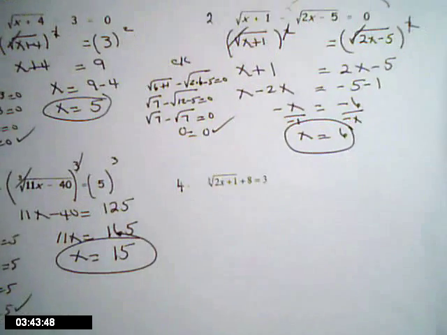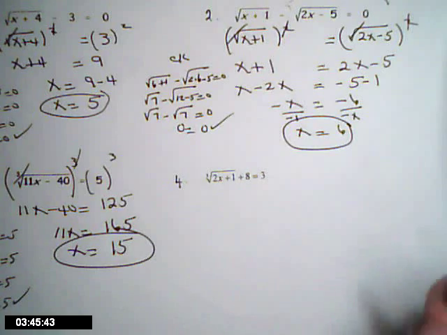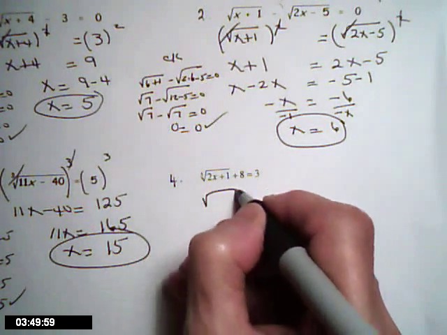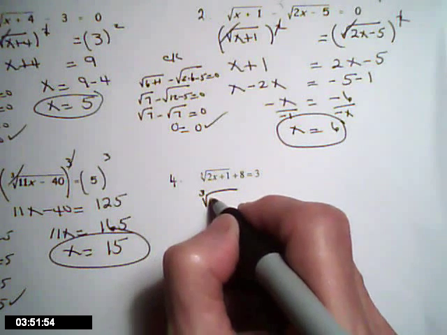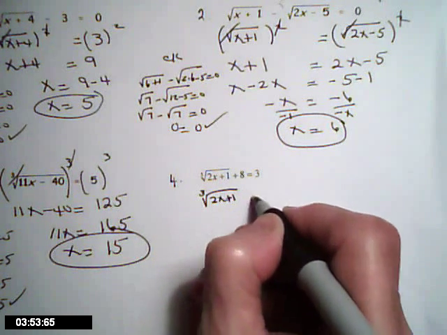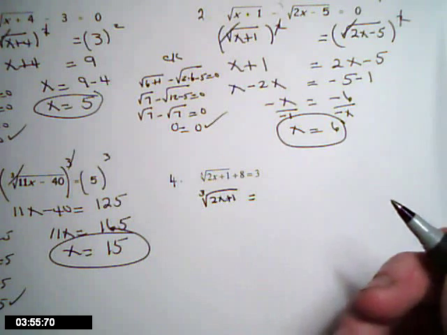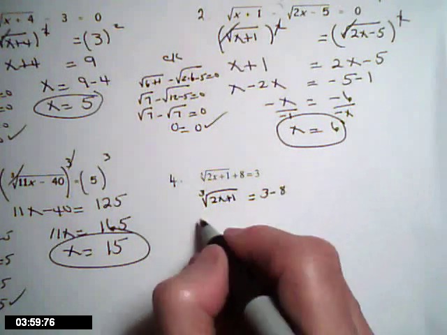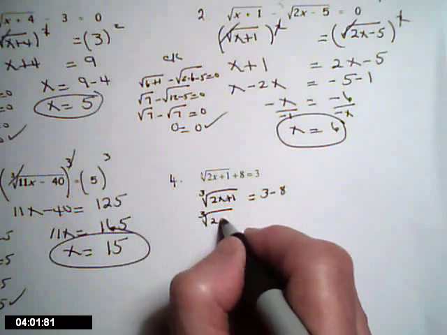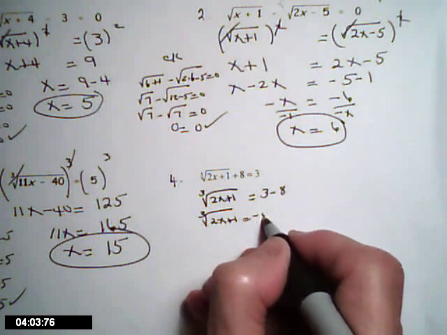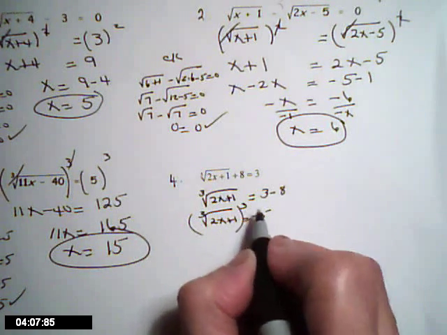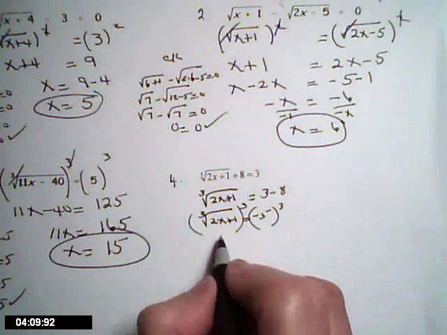Now, in problem number 4, don't get ahead of yourself. Remember, the first step says to isolate the radical. So I have cube root of 2x plus 1. Now that has to be by itself. If I move the 8 over, that becomes 3 minus 8, or cube root of negative 5. To get rid of the cube root, I'm going to cube both sides of the equation.